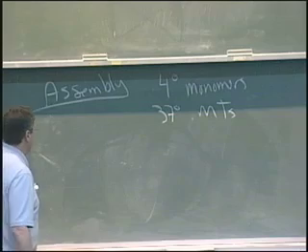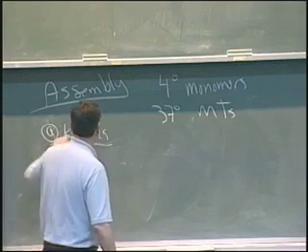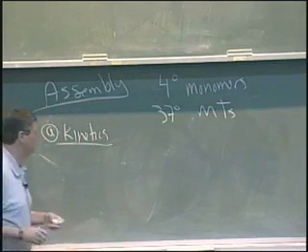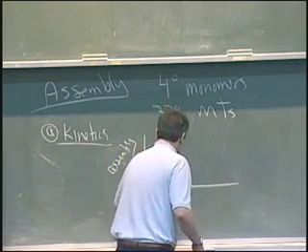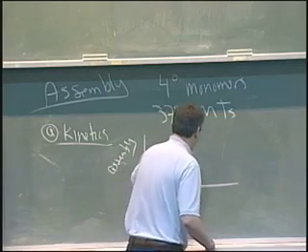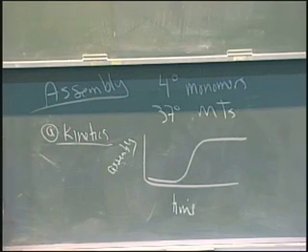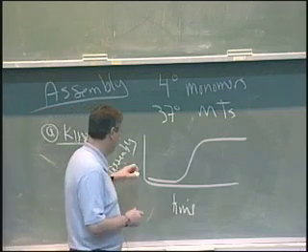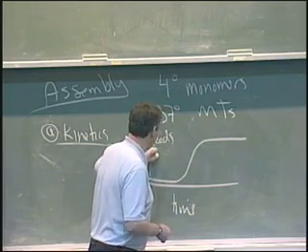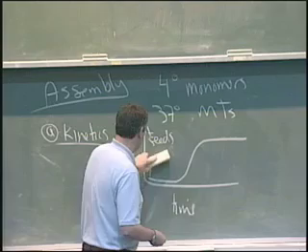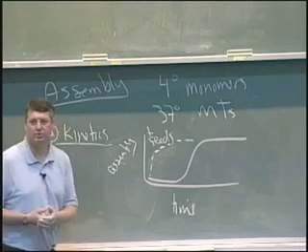So let's look at the assembly kinetics. They look a lot like those for actin. If we look at assembly versus time, we have a lag phase, a growth phase, and then steady state. We've seen that before. If we add seeds, we can eliminate the lag phase and assemble microtubules right from the start.